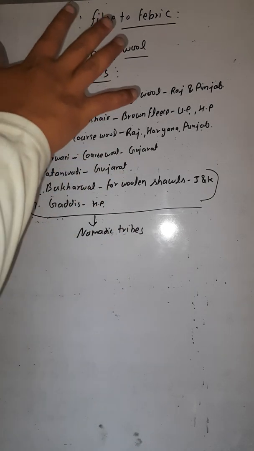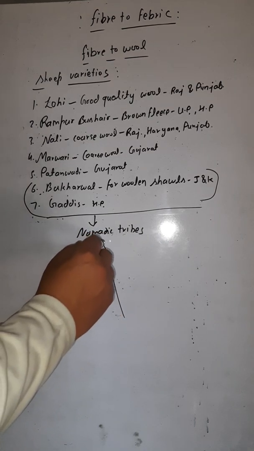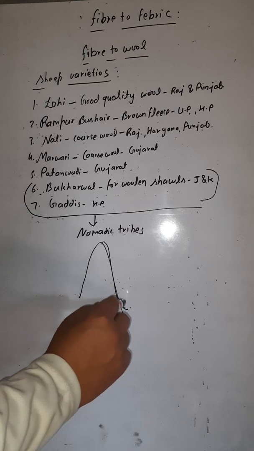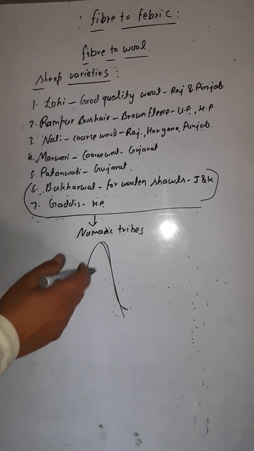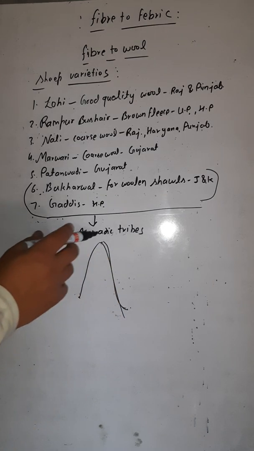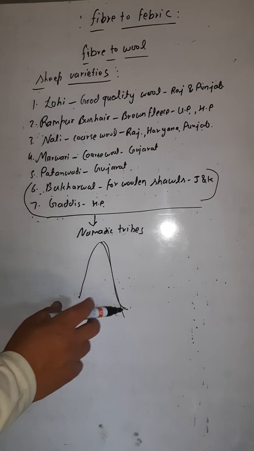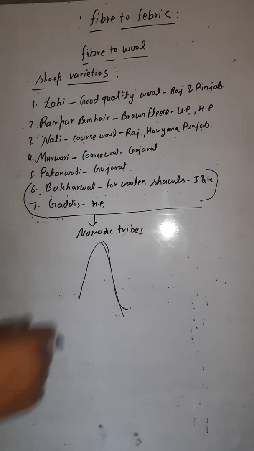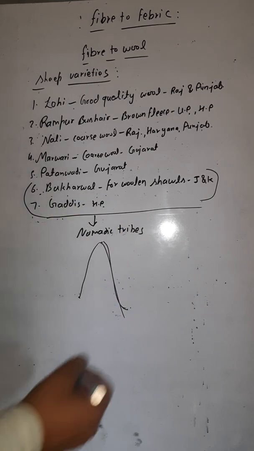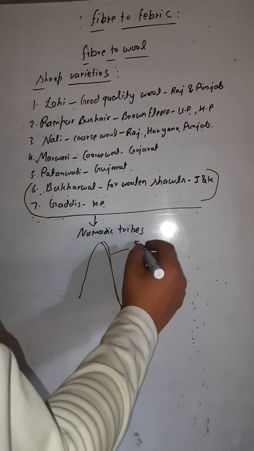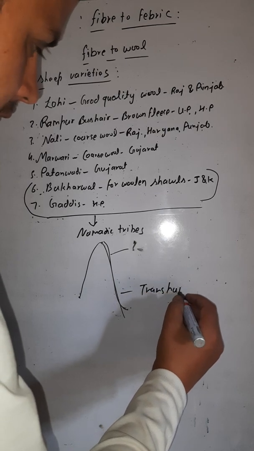Means sometimes they are living in the hilly areas like here, and sometimes they come down to the lowland, then again move to the highland, based on the season. Based on the season they move down and then come back to their highlands. This process of going down and coming up is called transhumance.